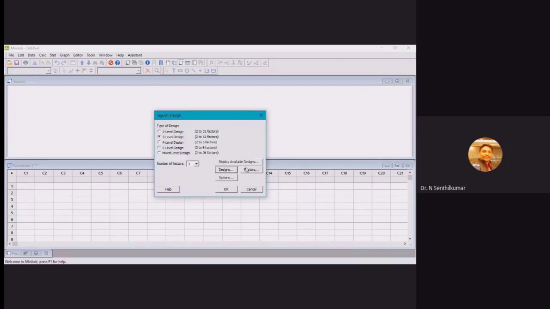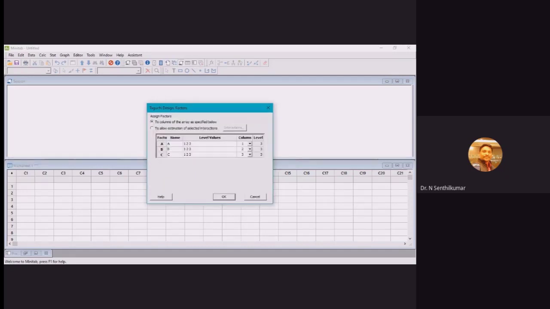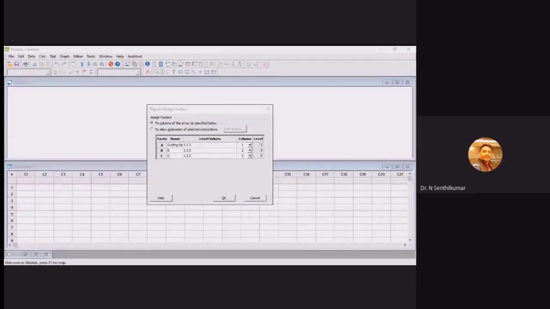Now these 2 tabs will be highlighted. First, Factors. Factors are the inputs. So I am going to type my input: cutting speed. 1, 2, 3 are my level values. So 3 level values. I will be giving 120.